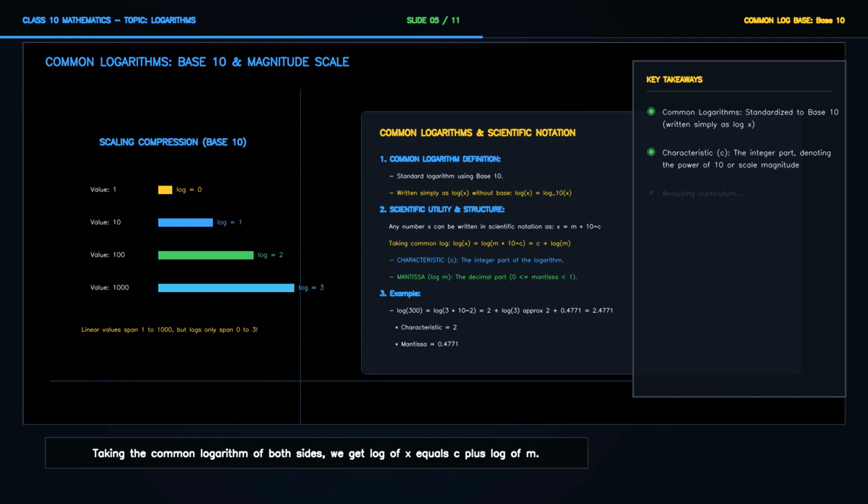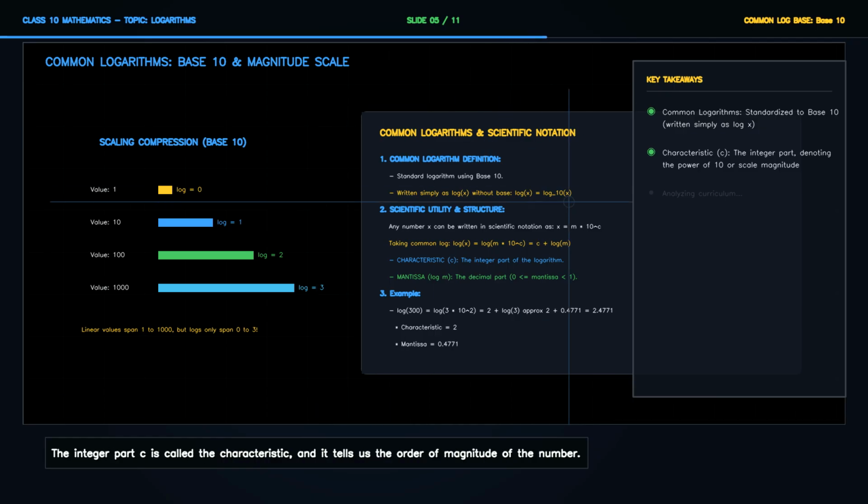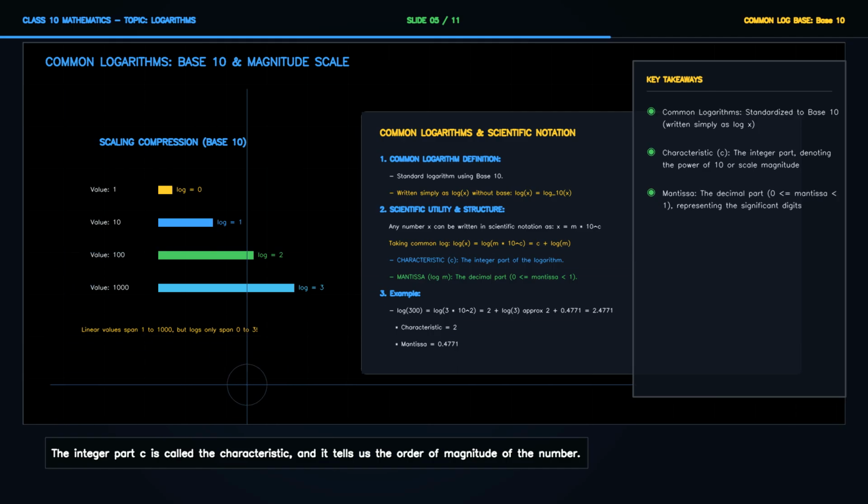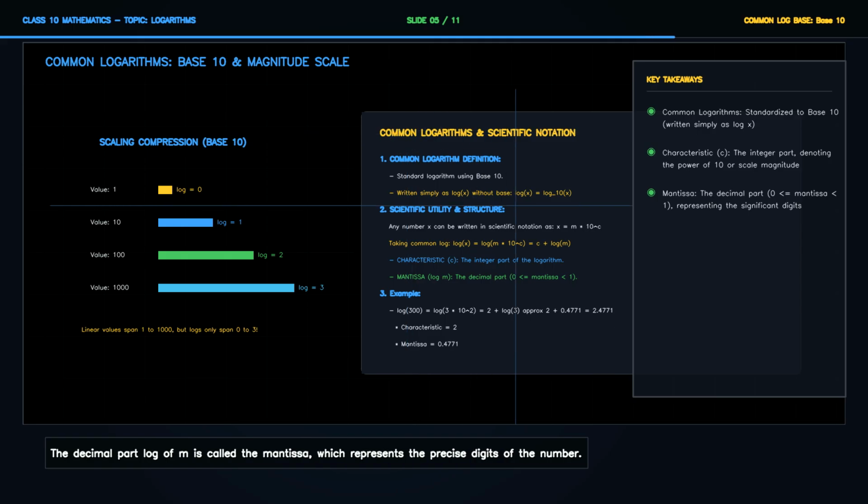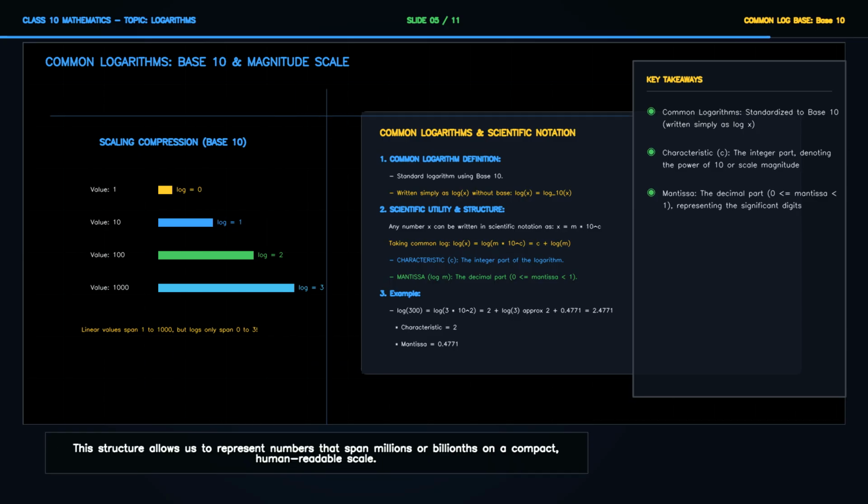Taking the common logarithm of both sides, we get log of x equals c plus log of m. The integer part c is called the characteristic, and it tells us the order of magnitude of the number. The decimal part log of m is called the mantissa, which represents the precise digits of the number. This structure allows us to represent numbers that span millions or billions on a compact, human-readable scale.